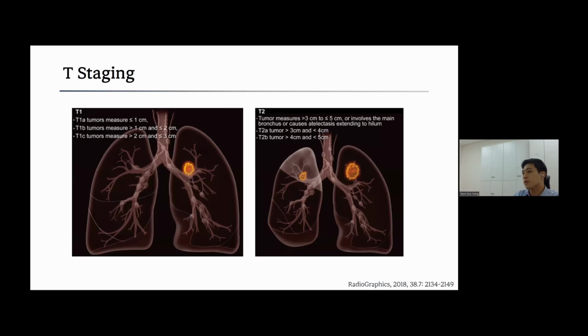Let's review TNM staging respectively in detail. Stage T1 includes tumors with the longest diameter shorter than or equal to 3 centimeters. Stage T2 includes tumors between 3 centimeters and 5 centimeters, and tumors that involve the main bronchus or cause atelectasis extending to the hilum regardless of tumor size.